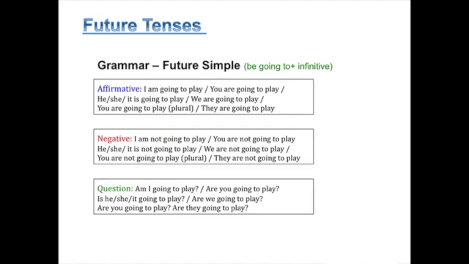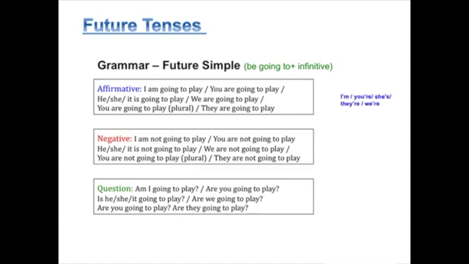Okay, the second tense is future simple, going to. Here we have the affirmative, negative and question forms. It's important to notice I am going, you are going, and he, she, and it is going. In the negative, we put the not in between the auxiliary and going. So I am not going, you are not going, he, she, and it is not going. And question forms, are you going, is he going, am I going?